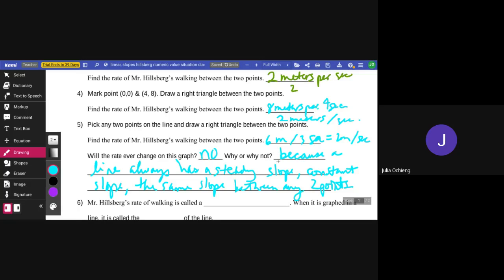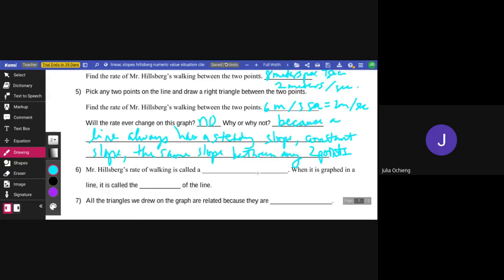Mr. Hillsberg's rate of walking is called a blank. So the rate of walking is called a rate of change. A rate of change is just a number that has 2 units. So a number with 2 units. In this case, that would be meters and seconds. When it is graphed in a line, it is called the blank of the line. So you should be able to fill that blank in. You can pause the video if you need a second to remember.